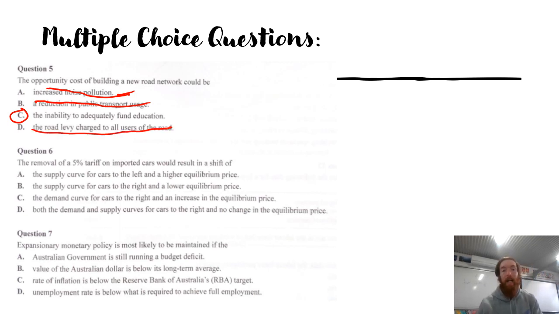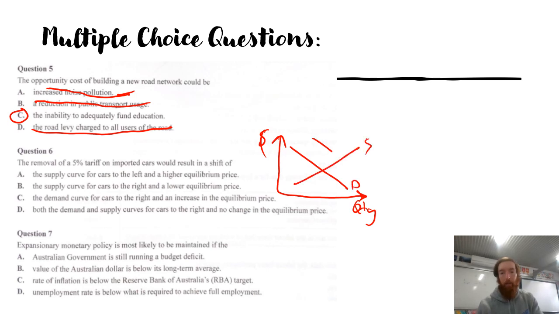The removal of a 5% tariff on imported cars would result in a shift of who is buying imported cars? Well, that is going to be consumers, because we are the ones demanding them. So it's going to be demand side. So overall, a reduction in a tariff, we're going to have a favorable shift in demand. So it's going to end up being shift to D1, which means the demand curve shifts to the right and there's an increase in the equilibrium price, because as you can see, we move over here, that drives up the price, we get to that point.